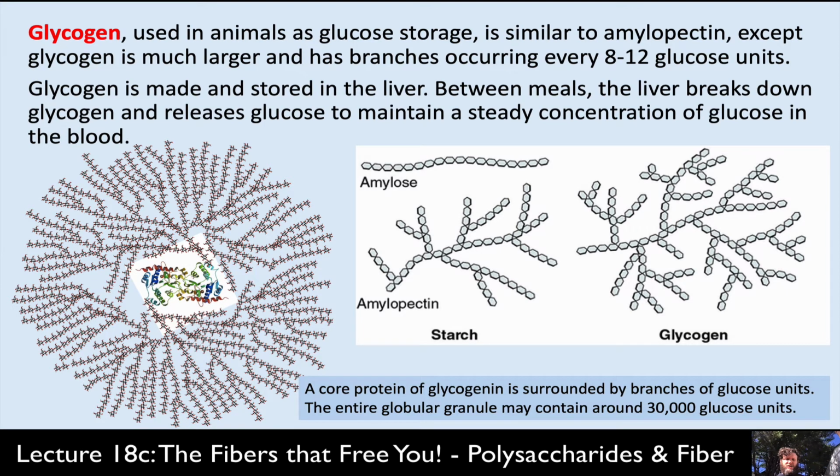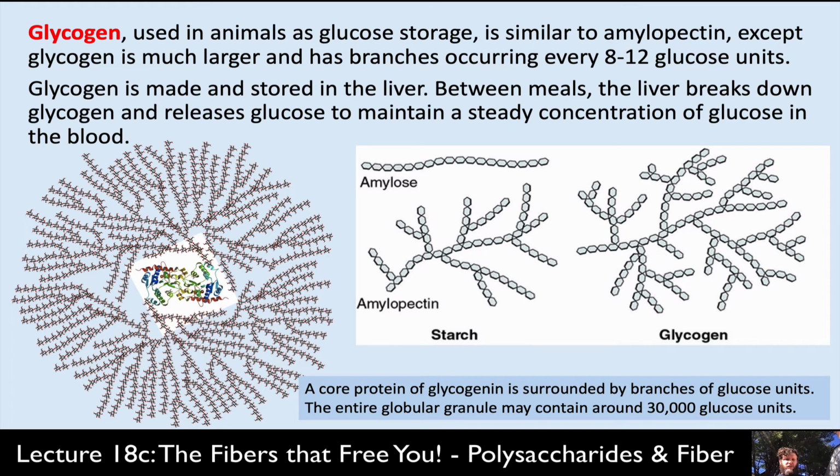Glycogen is used by animals to store glucose. However, it has much more frequent branching, between 8 to 12 glucose units for every chain till it branches. So glycogen is made and stored in two tissues in the body, both the liver and in your muscles. And the glycogen that's in your liver, between the meals that you have, the liver is going to break down that glycogen and release the glucose into the bloodstream, so you can have a steady, constant concentration of glucose in the blood, because glucose is the preferred fuel for the brain.